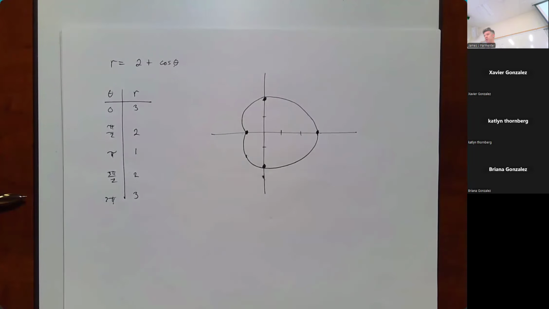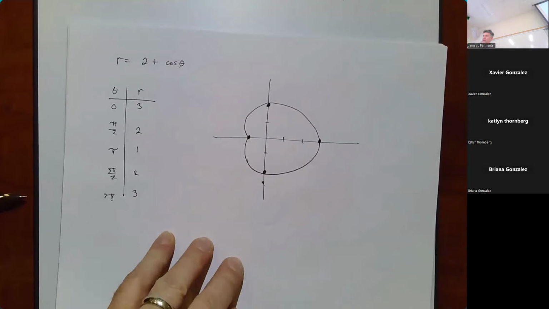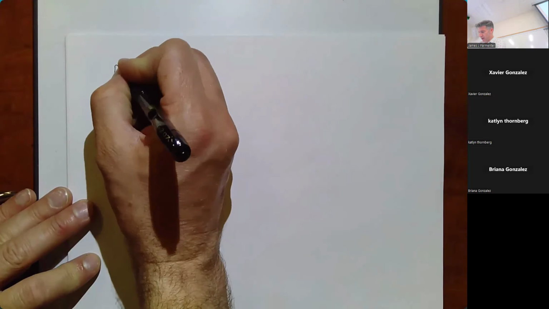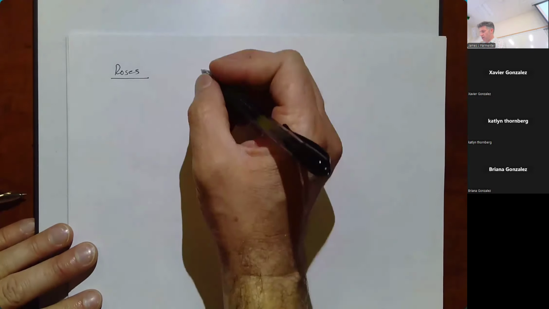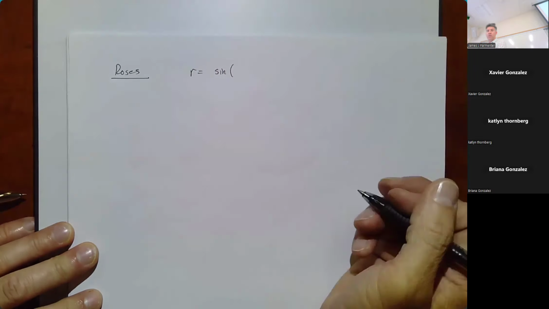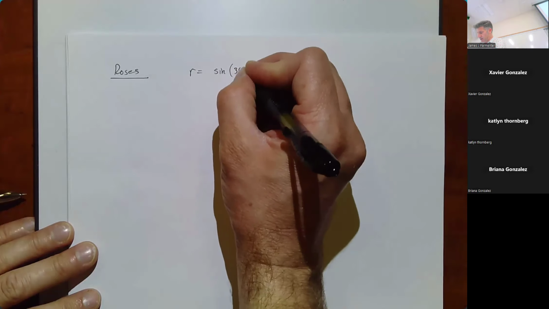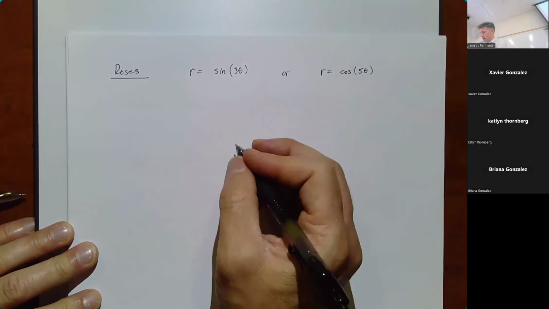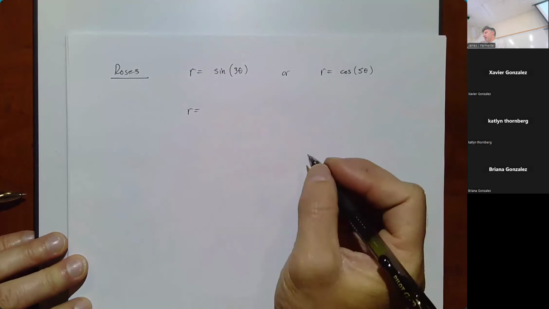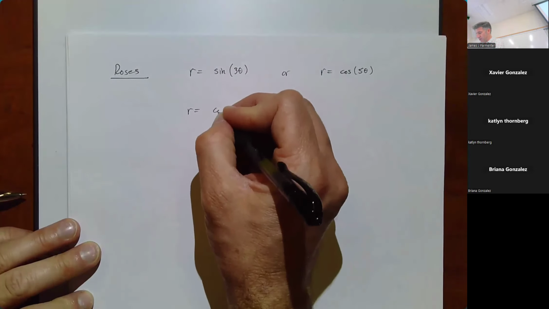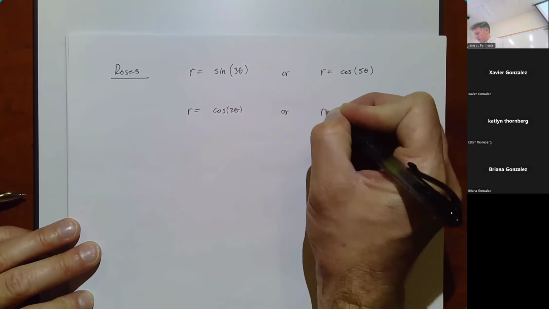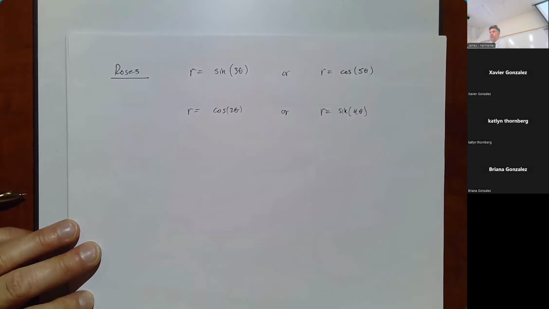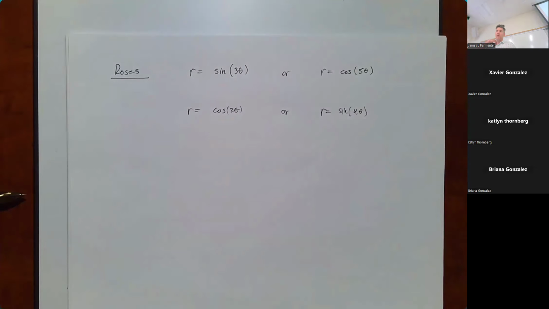There's one other type of graph I think you should be aware of, and those are roses. So roses have the following form. You either have r equal to sine of some multiple of theta, like sine of 3 theta, or cosine of 5 theta, so an odd multiple of theta, or you have an even multiple of theta, like cosine of 2 theta, or r equal to sine of 4 theta. So these are the two different types of things that could happen. And they're not hard to graph once you know how to graph them.